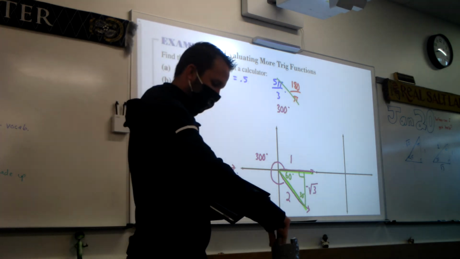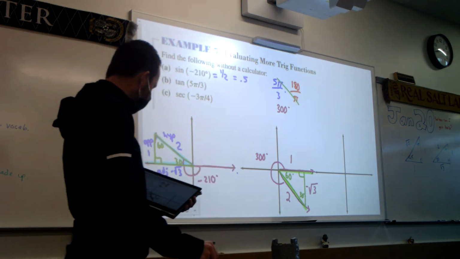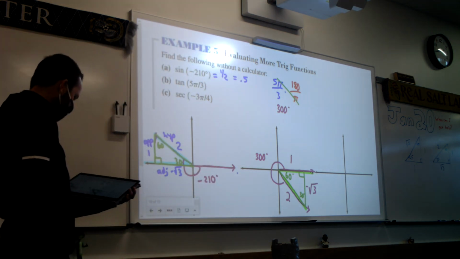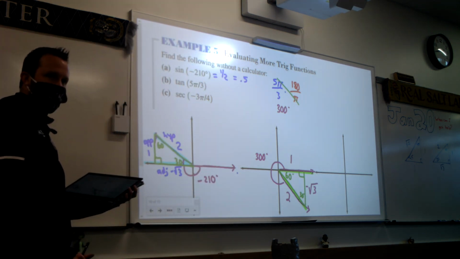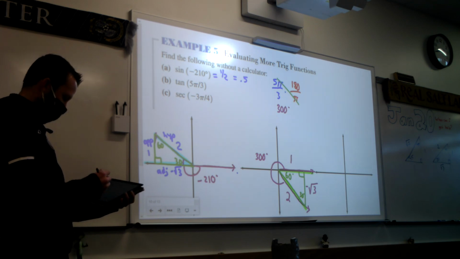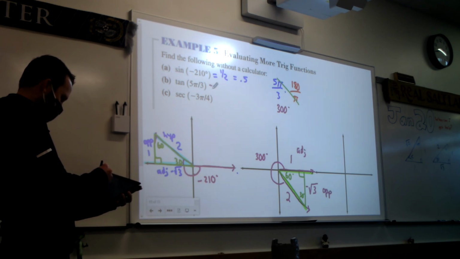Awesome, okay. Well then, let's go to Brandon. We want to do tangent of this angle. Tangent uses which sides? So what would that be here? Great. Negative square root of 3 over 1, which is just a negative square root of 3.